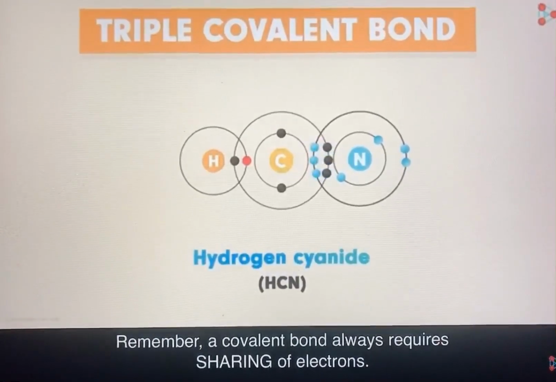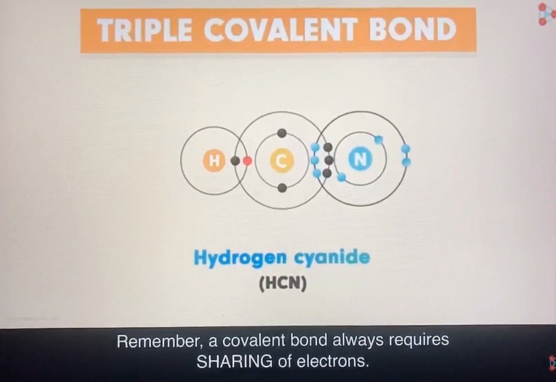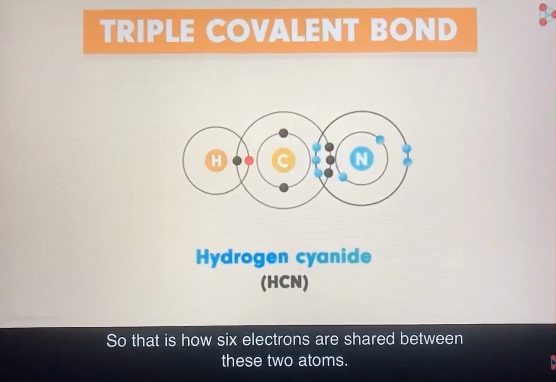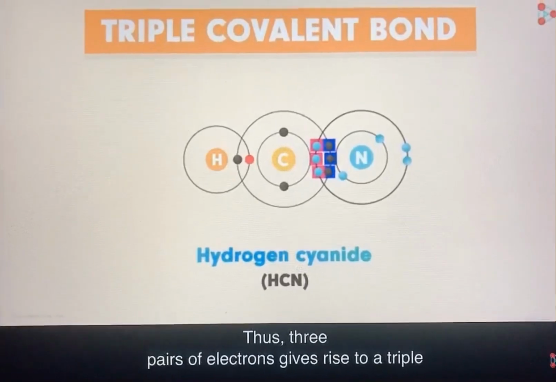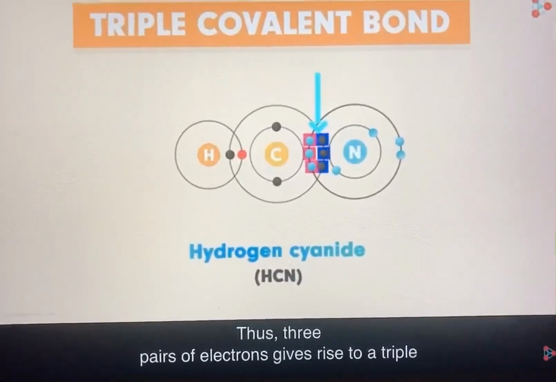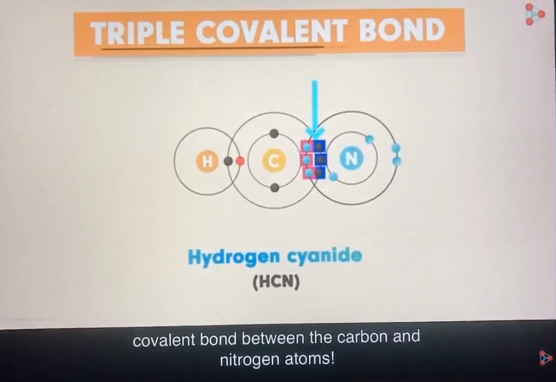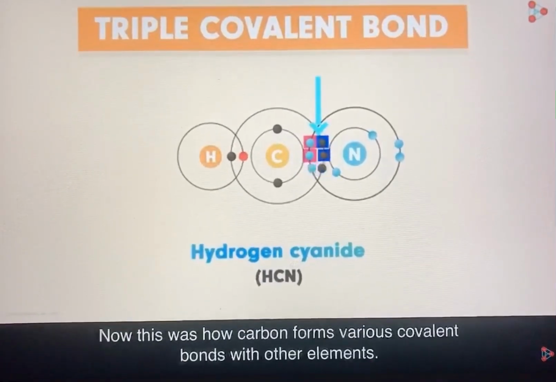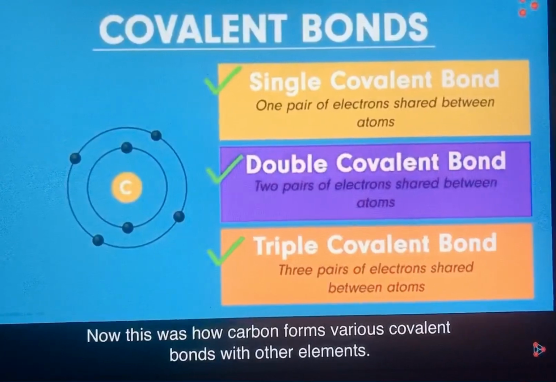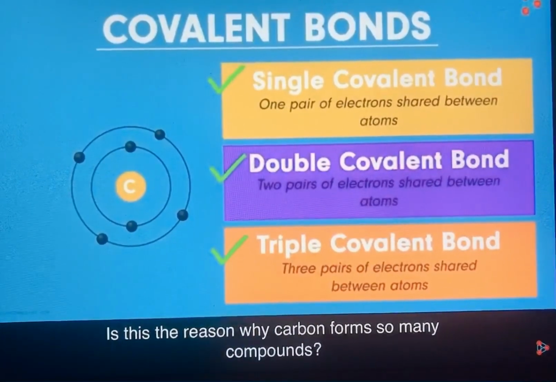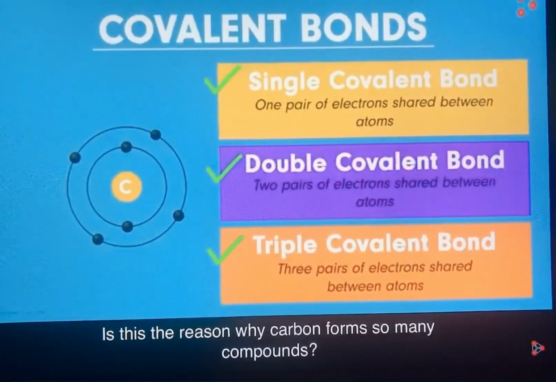Remember, a covalent bond always requires sharing of electrons. So that is how 6 electrons are shared between these 2 atoms. Thus, 3 pairs of electrons give rise to a triple covalent bond between the carbon and nitrogen atoms. Now, this was how carbon forms various covalent bonds with other elements. Is this the reason why carbon forms so many compounds?